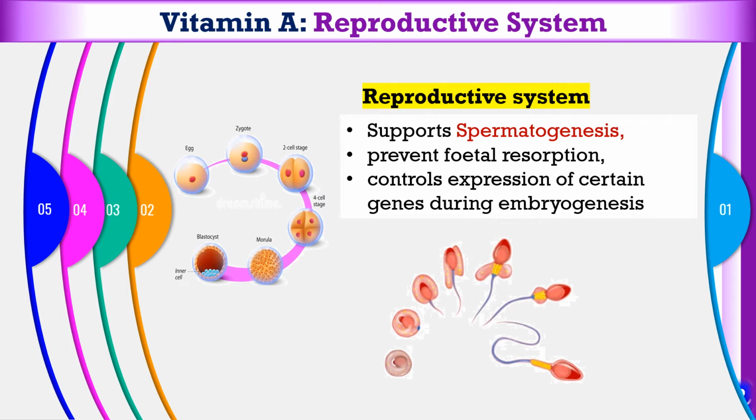Retinol is essential for the reproductive system. It supports spermatogenesis, prevents fetal resorption, and controls expression of certain genes during embryogenesis. So if there is vitamin A deficiency, it can lead to infertility.